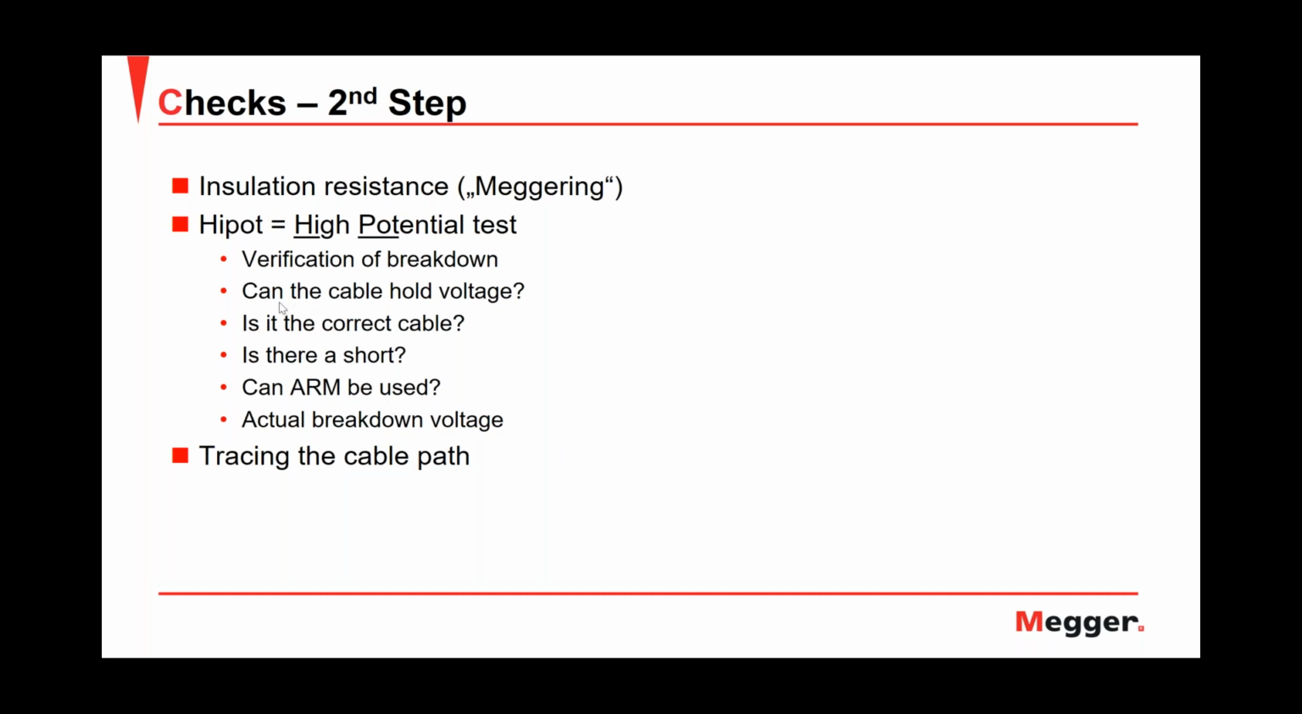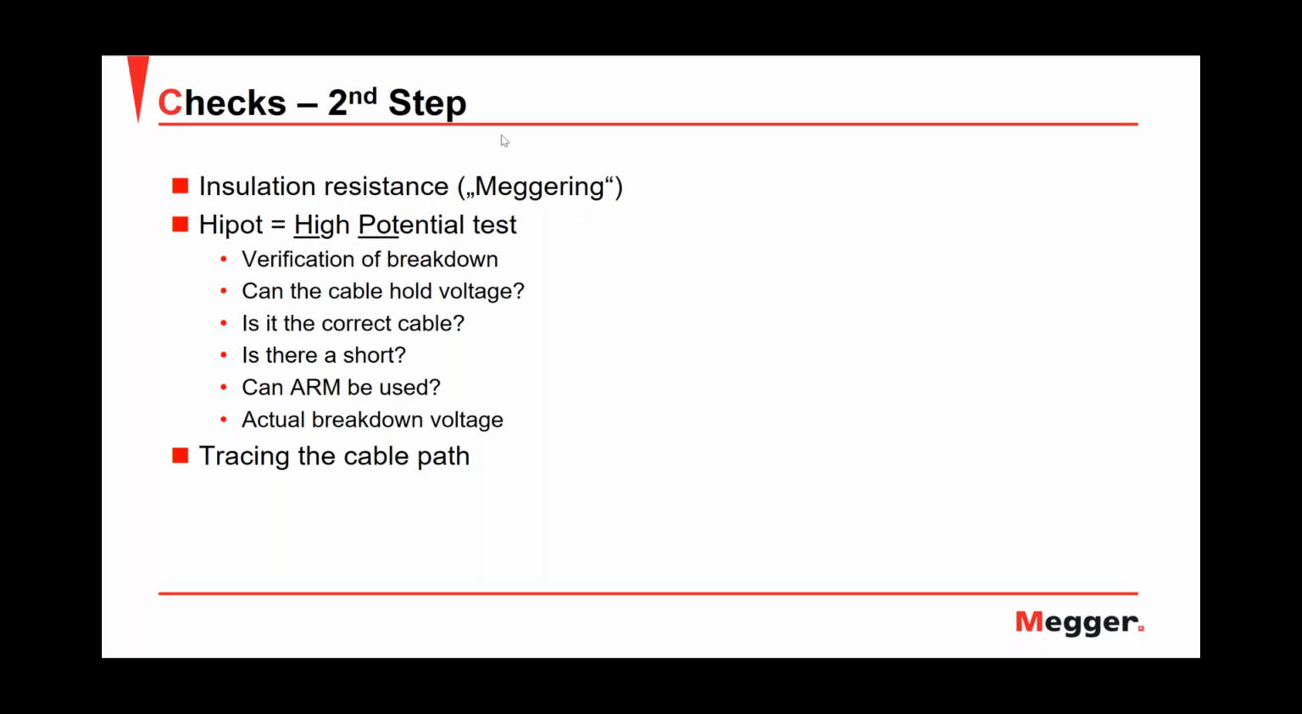Well, the first one, can the cable hold voltage? No. Is this the correct cable? Yes, certainly it's a cable that has a fault. Is there a short? Yes, because the cable cannot build up voltage or cannot hold voltage. And can I use the error reflection method? No, because if I have a short, I cannot dump in a short.